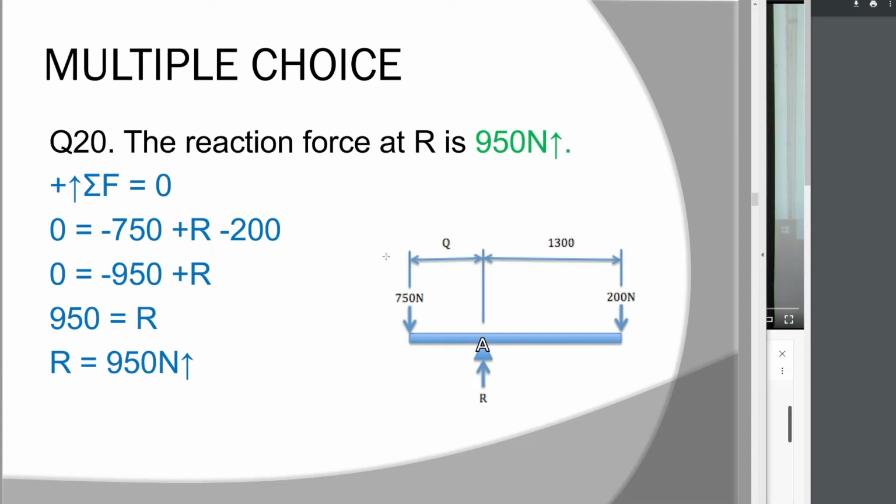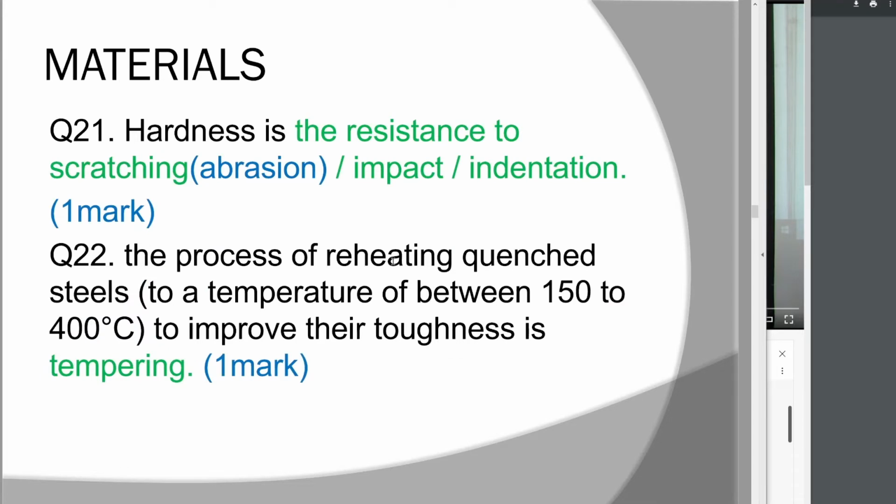Okay, now the next thing we're going to do is find the reaction. The idea is that unless this thing is falling into the ground, there's going to be a balance of downward force to upward force. So if there's 750 newtons going down, well, the reaction at the fulcrum is going to have to be pushing up 950 in order to keep the thing fixed and not falling to the ground.